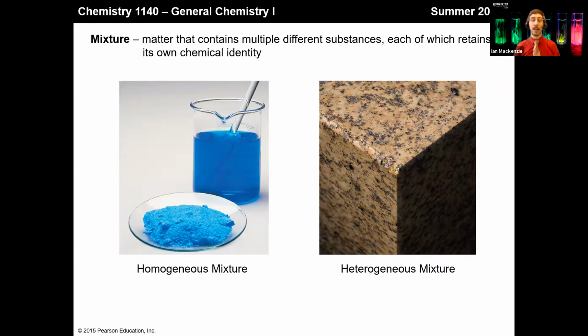In a homogeneous mixture, it doesn't matter where you sample, or the size of your sample. In a heterogeneous mixture, it does matter, and you're going to have different compositions depending on where you sample and how much you sample.